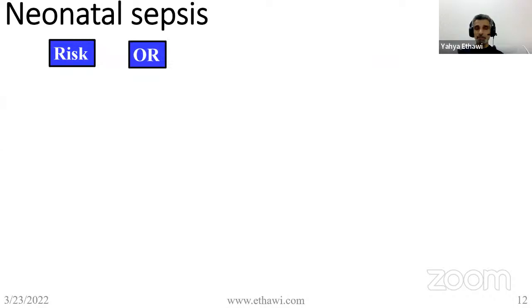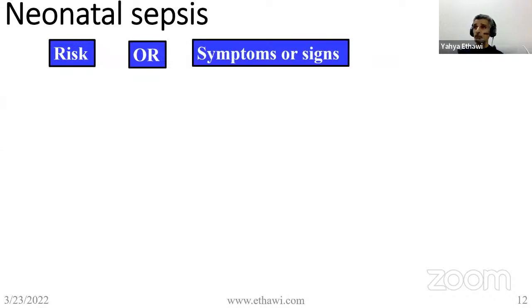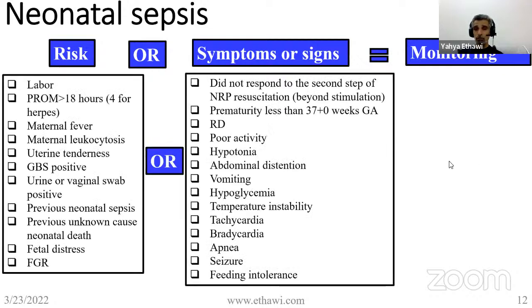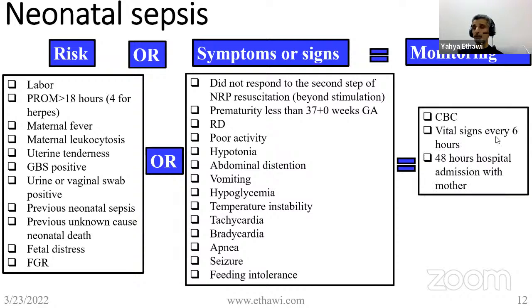So we have risk factors or symptoms and signs. If we don't have any of them, then what we should do is monitoring. You do monitoring, which is CBC, vital signs every 6 hours, including temperature, respiratory rate, heart rate, blood pressure, maybe sugar, and 48 hours monitoring in the hospital. If symptoms develop or anything changes, then we might need to start antibiotics.